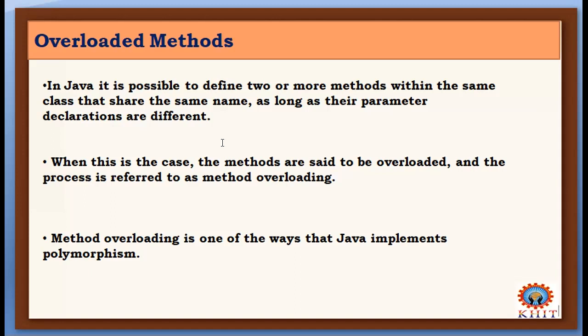Okay, the body of the loop also should be different. అలా చేయొచ్చు. So in this case the methods are said to be overloaded. Okay. సో ఎప్పుడైతే మనం ఇలా రాస్తామో ఈ కాన్సెప్ట్ ని మనం మెథడ్ ఓవర్లోడింగ్ అని అంటారు, ఆర్ ఓవర్లోడింగ్ మెథడ్స్ అని అంటారు. సో మెథడ్ ఓవర్లోడింగ్ is one of the way that Java implements polymorphism.